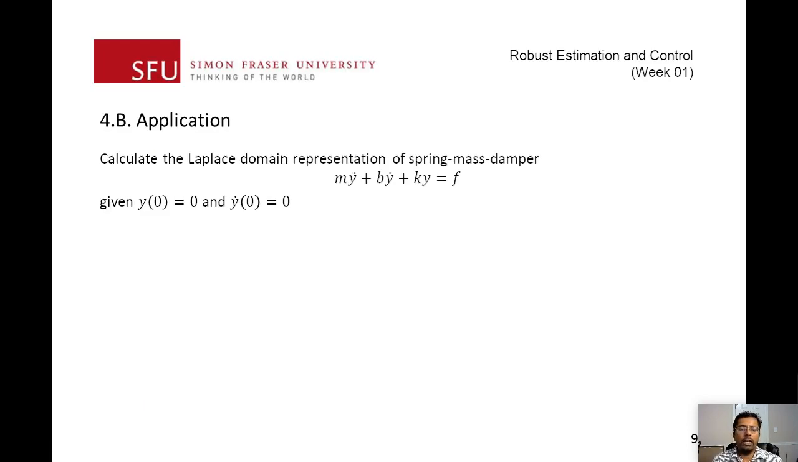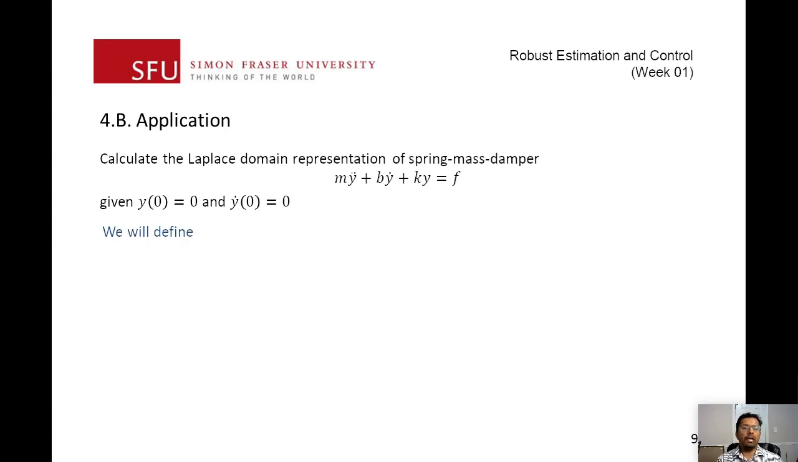So now we're going to look at some of the applications of the Laplace transformation. Recall the spring mass damper equation that we had, which was m y double dot plus b y dot plus k y is equal to little f of t. What I've actually done is replaced the input u with f. We're also given that y at time equal to 0 and y dot at time equal to 0 are 0.